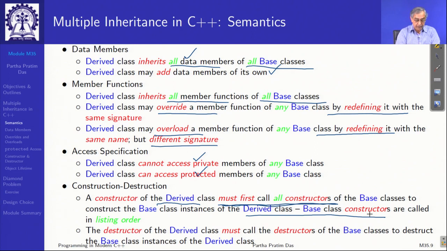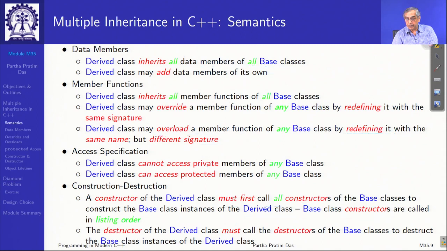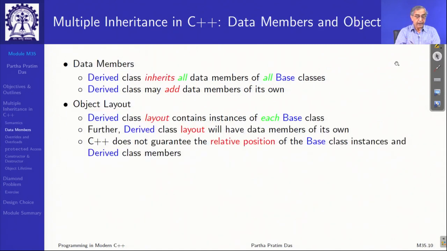The destructors, as usual, will all have to be called for the bases as well, and they will be called by the same rule: the destructor will be called first whose constructor was called last. So, we will proceed in that manner. These are the basic laying down rules. Now, let us look at each one of these categories of items one by one.